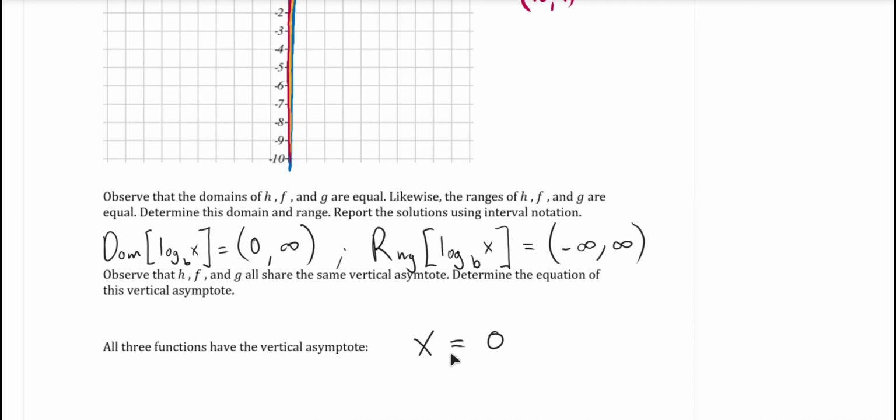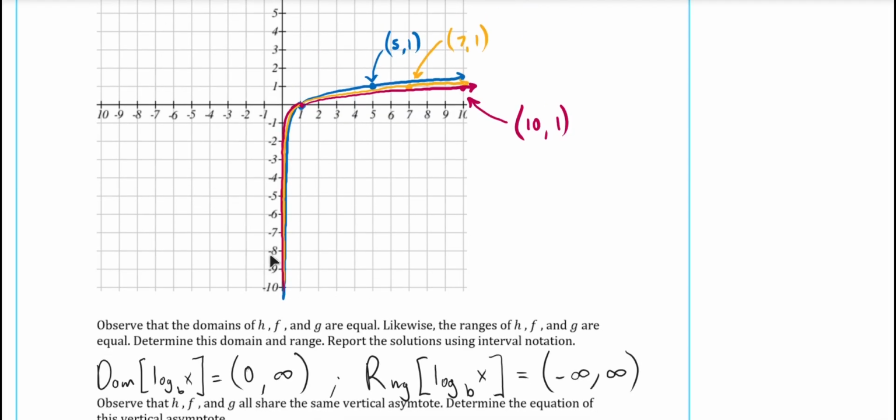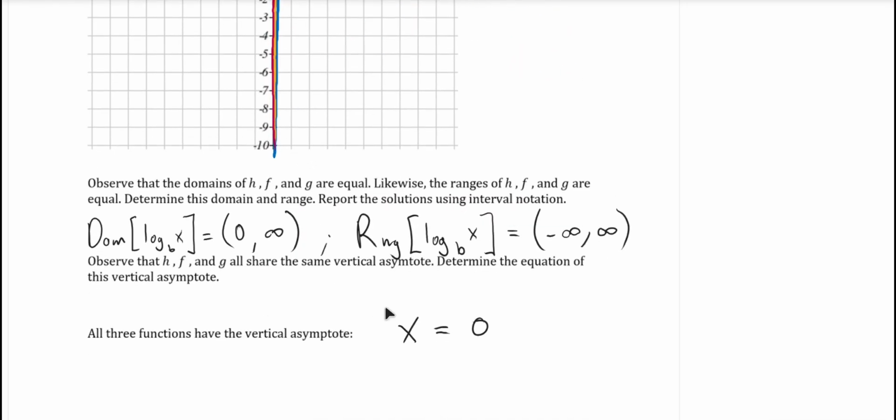They all have the same vertical asymptote, though. The y-axis, aka x equals 0, is a boundary for all of them that they seem to run up against and then hug all the way down to negative infinity. So that's their vertical asymptote.